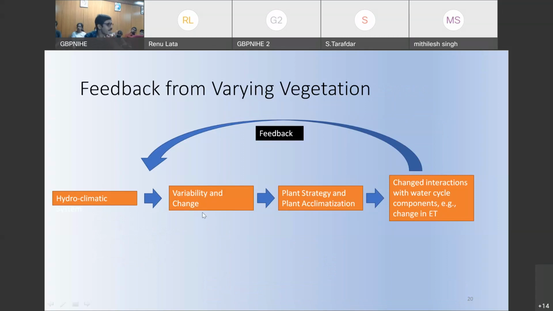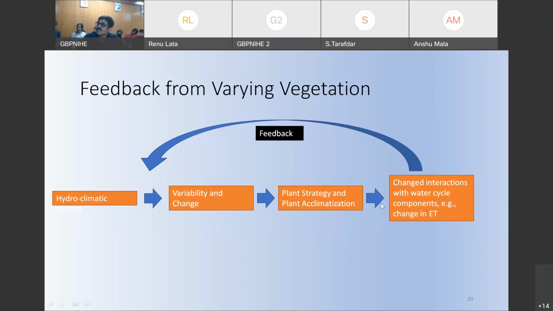Whenever there is climate variability or change, the plant tries to strategize itself. Let's say there is a drought condition, there are many plants which try to reduce their leaf area, or reduce their leaves, because of which land atmospheric feedbacks will reduce, and so on. Or the plant tries to acclimatize when there is a climate change. That will change the interactions with the water cycle, like change in ET and so on.